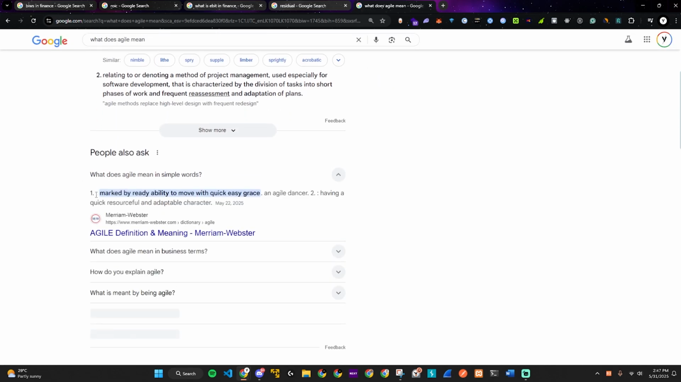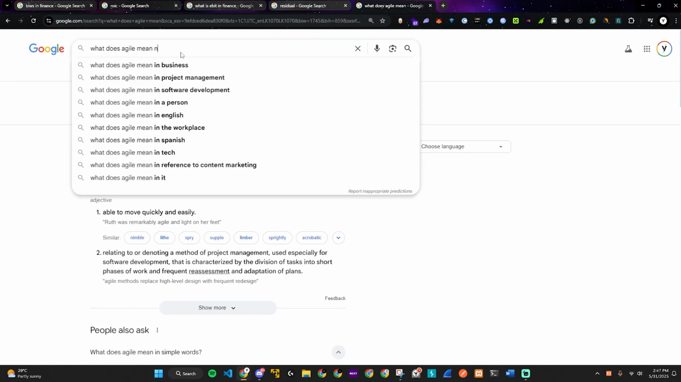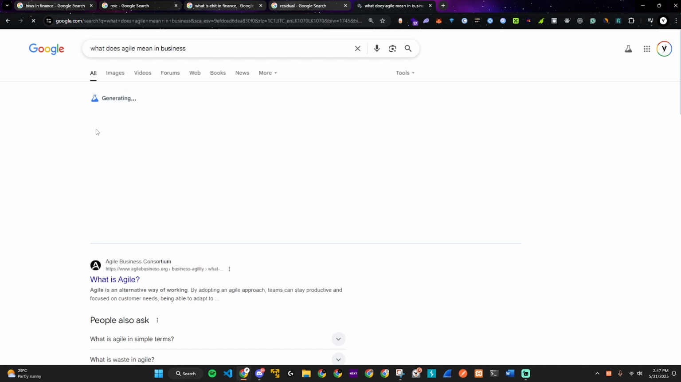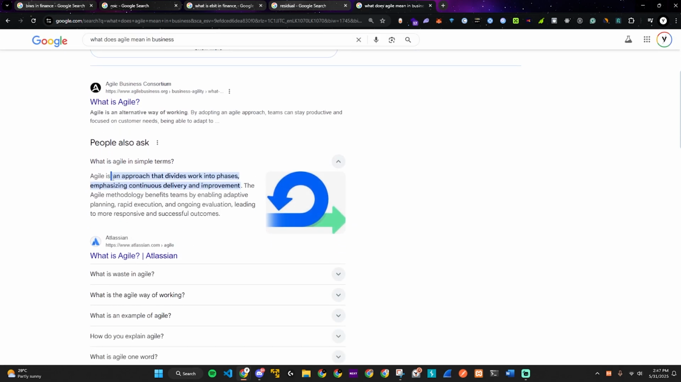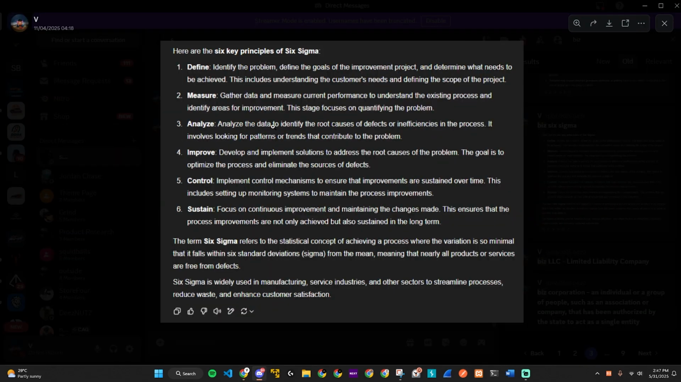So let's see. In business, a way of working that emphasizes adaptability and responsiveness to change. An approach that divides work into phases, emphasizing continuous delivery and improvements, right? So this is the Six Sigma. Define what you need, what you want to gather, what you want to analyze from what you gather, how you can improve what you gathered, and how you can control problems based off what you gathered, and how you can do it for the longer term, right?